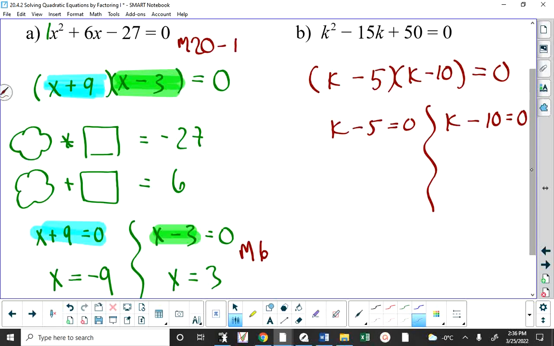So we add 5 to both sides and get k equals 5. This is what's going on, but I would say at this level, because we're not in a grade 6 classroom, this is what you're doing to solve for the variable. And then over here, you're adding 10 to both sides, and we're getting k is equal to 10. And we're done. Any questions with A or B?